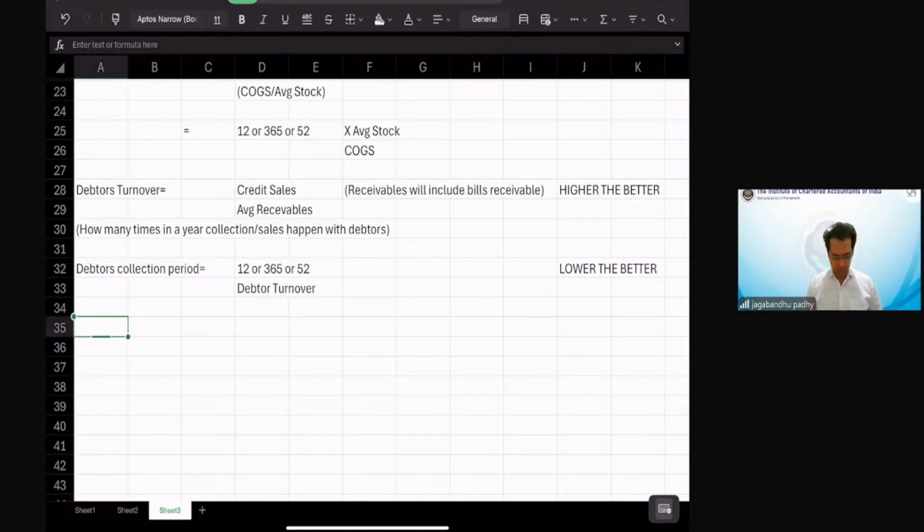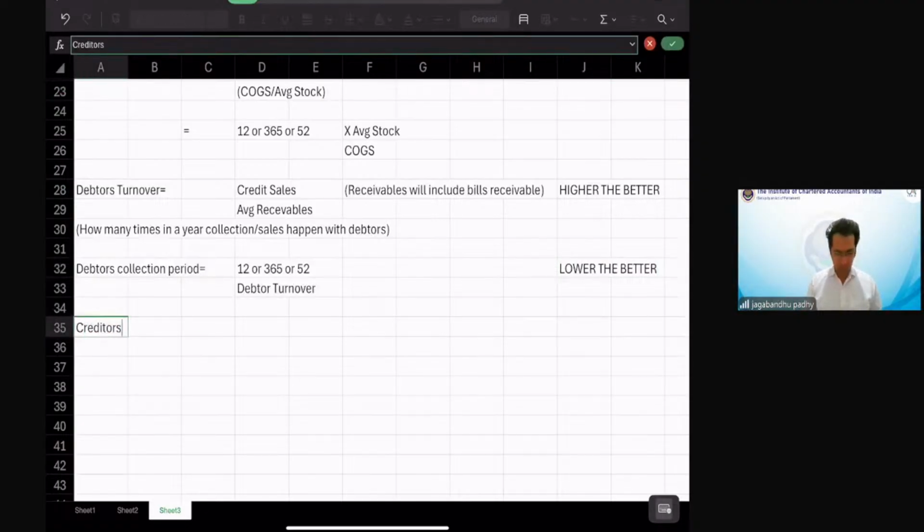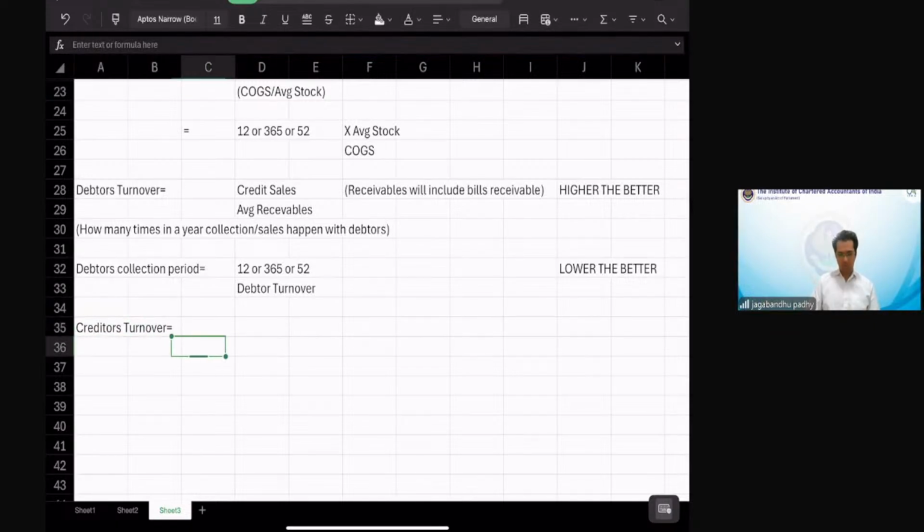Now, same way, if I want to calculate the creditors turnover, can you tell me what will be the formula for creditors turnover? Can anyone tell me what will be the formula for creditors turnover? Take a cue from the debtors turnover. How do we calculate the creditors turnover?